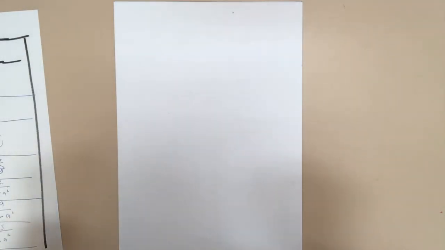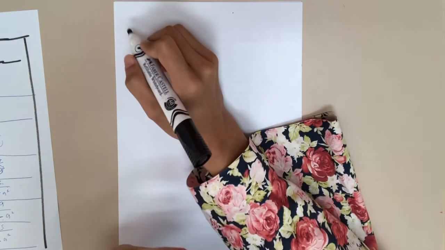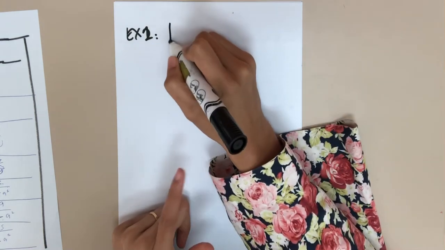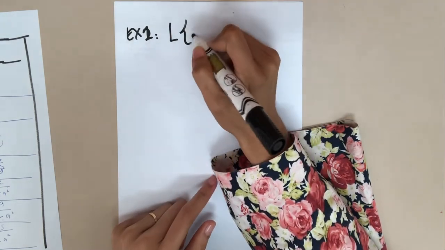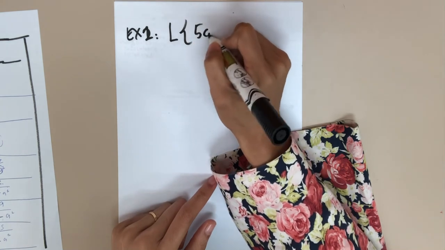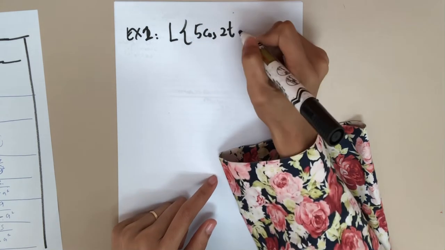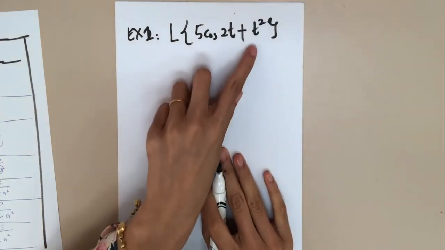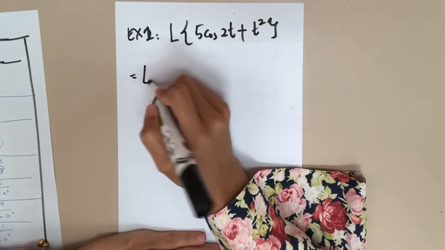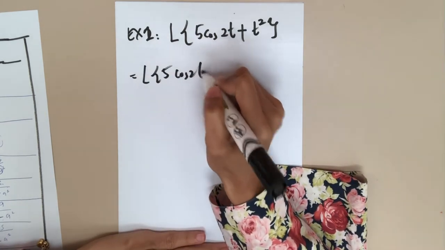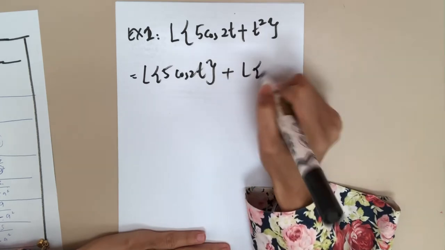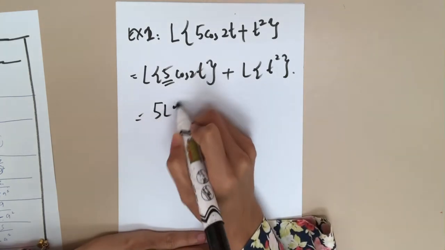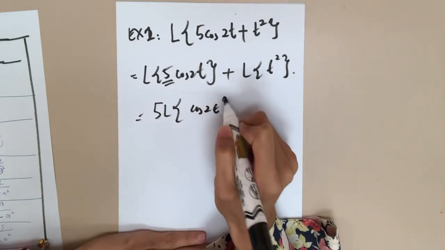Let's say, because I think linearity is easy, linearity is simple, you have a function, the Laplace transform of 5 cos 2t plus t squared. First thing first, you just split it into two functions, plus the Laplace transform of t squared. Then take out 5 here, bring 5 outside L, so we are left with cos 2t inside.